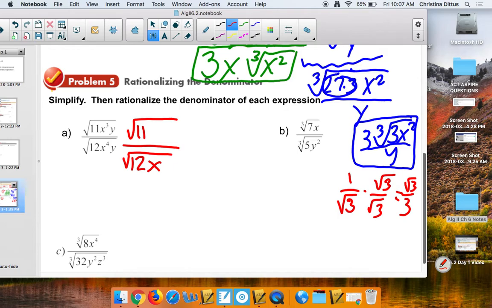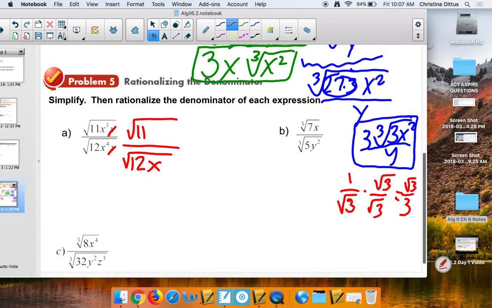Okay. What happens with my y's? They cancel. So just like y divided by y is 1, the square root of y divided by the square root of y is 1. So we're not worried about them. Okay. Good through there?